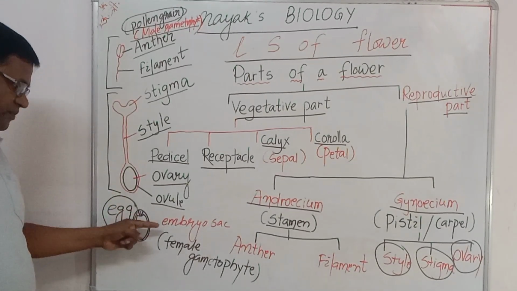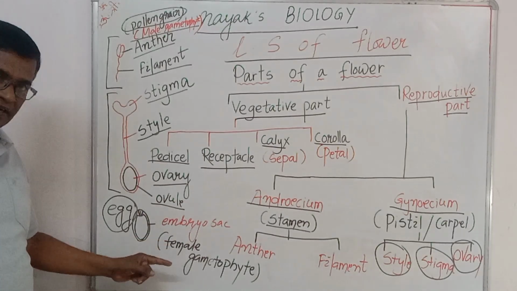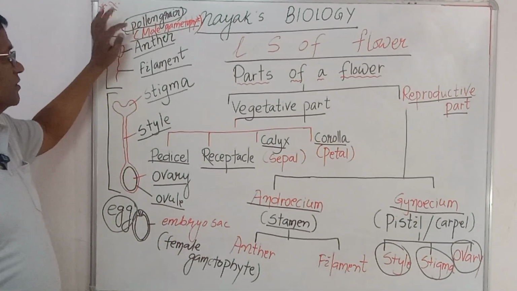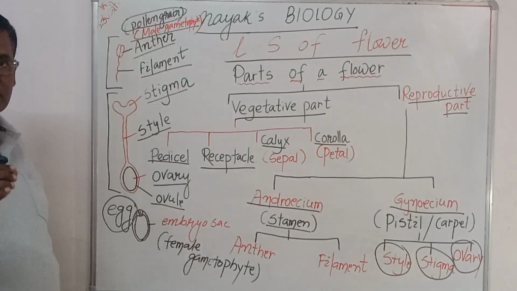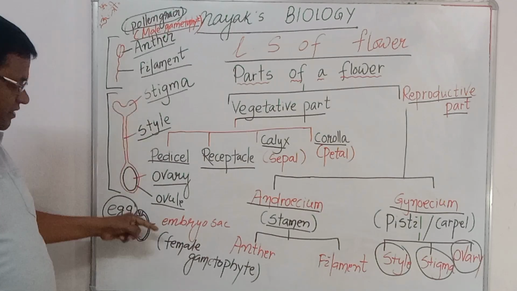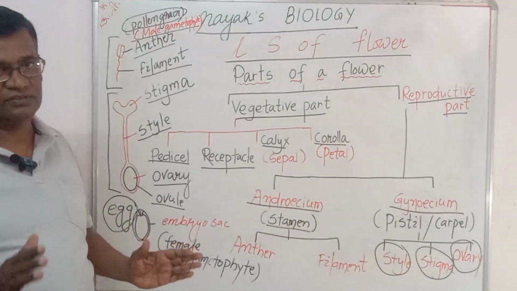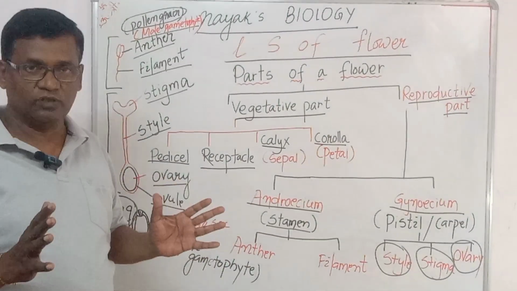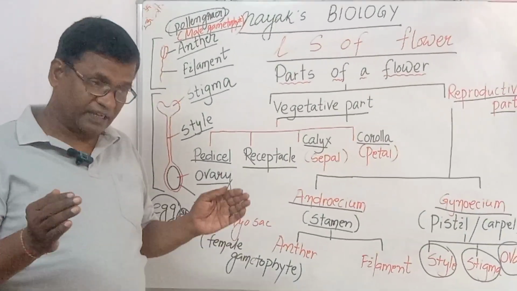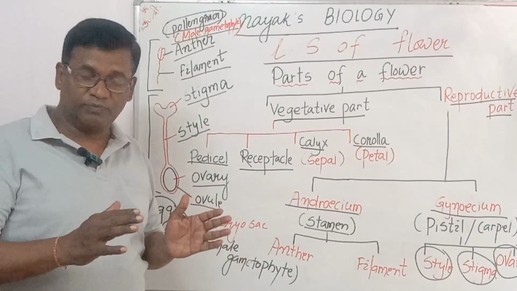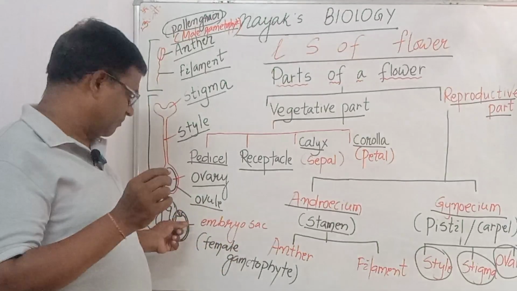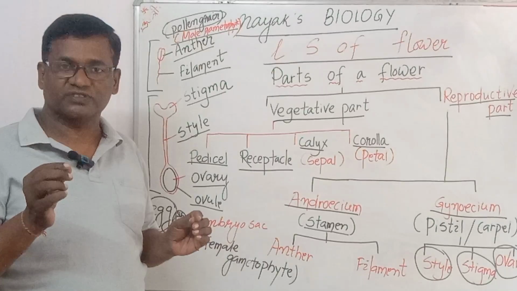Ovule consists of the embryo sac, which is called the female gametophyte because it contains the female gamete, whereas the pollen grain is called the male gametophyte because it contains the male gamete. When the male gamete fuses with the female gamete, fertilization will occur. After fertilization comes the zygote, and after the zygote, the embryo will develop.